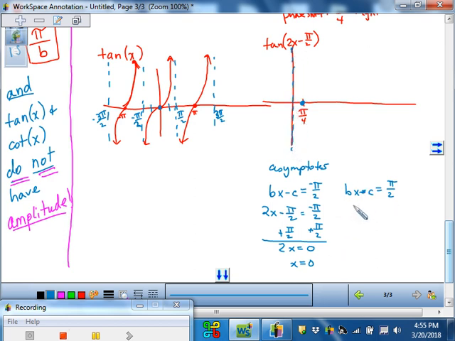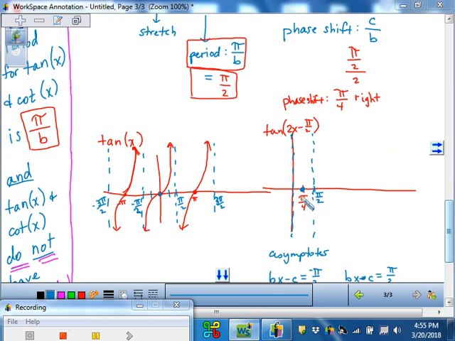My second asymptote will be located at 2x minus pi over 2 equals pi over 2. I add pi over 2 to both sides, and pi over 2 plus pi over 2 is just pi. So 2x is equal to pi, and then I divide by 2, and I get x is equal to pi over 2. So at pi over 2, that next spot over, I have another asymptote. You can see the distance between my two asymptotes, from 0 to pi over 2, is the period, and our period was pi over 2, so that makes sense.